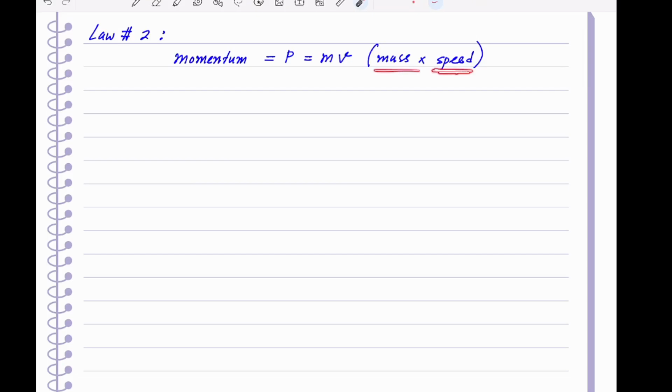There is a quantity called momentum. Momentum is defined by P. The definition of P is mass times speed. So this is a derived quantity. You can't feel the momentum. You can feel the mass. You can feel the speed. But mass times speed, this momentum, you can't feel. It's a derived quantity. So we call it a derived quantity.